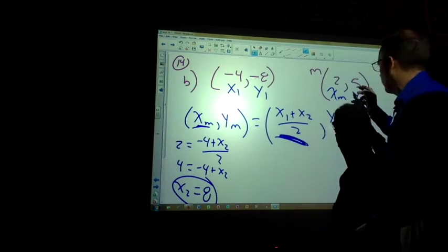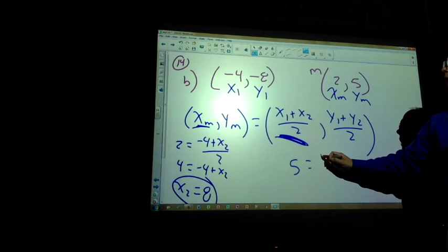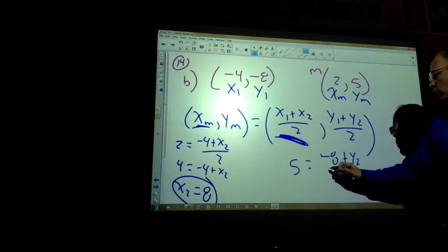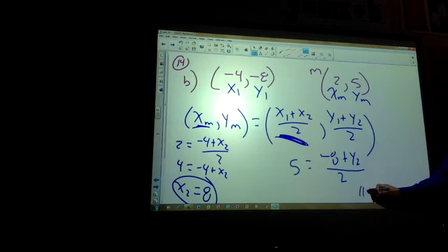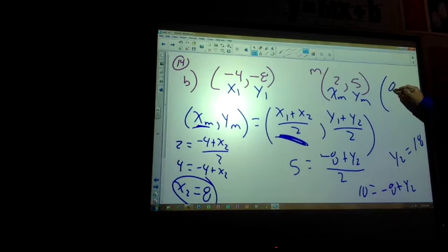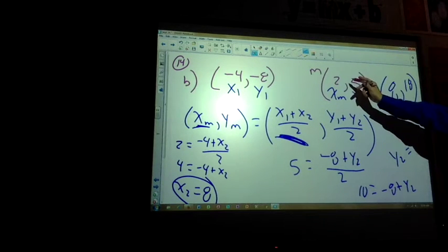And then let's do the same thing for Y. So I have YM, which is 5, equals Y1, which is negative 8, plus Y2 over 2. How do I solve this? Multiply by 2. I get 10 equals negative 8 plus Y2. So what is Y sub 2 equal to? 18. So my other point is at this point. If this was the endpoint, this is the other endpoint, and this happens to be in the middle of them.